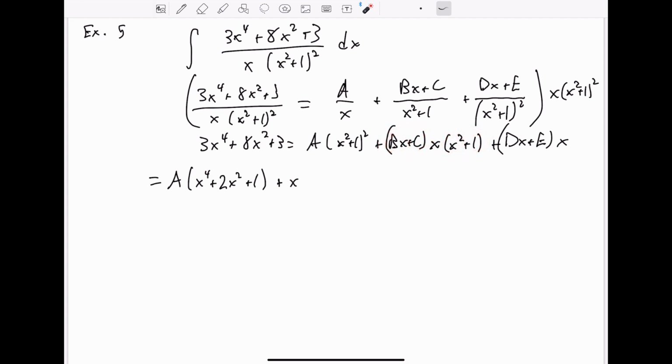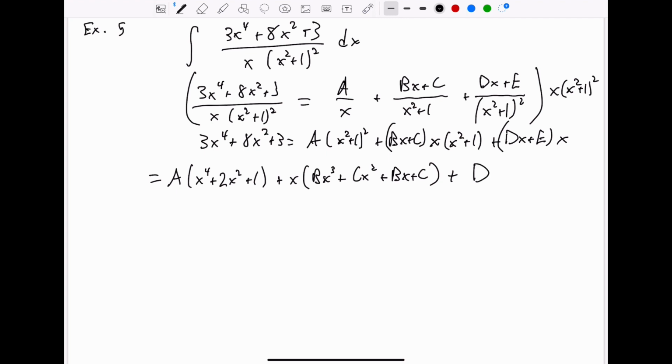Bx times x squared is Bx cubed, and then I'll have C times x squared, so Cx squared, plus Bx plus C. All right, for the last term, I have Dx times x, Dx squared, plus Ex. I still need to simplify. I want to group like terms after this, and then I'll be able to solve for the A, B, and C.